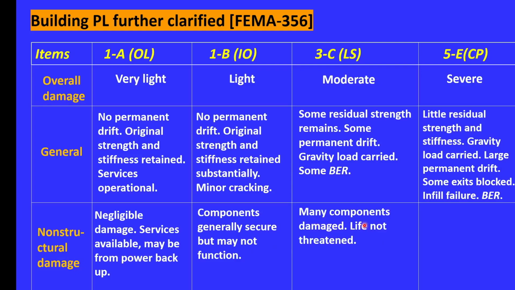In the life safety condition, many components damaged, life not threatened. Life threatening may happen due to the falling hazard, which may be the non-structural elements, and sometimes structural elements also, a part of that also may fall. It is called falling hazard. In collapse prevention state, extensive damage will take place in the non-structural elements.